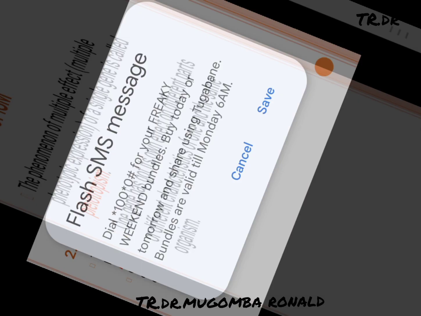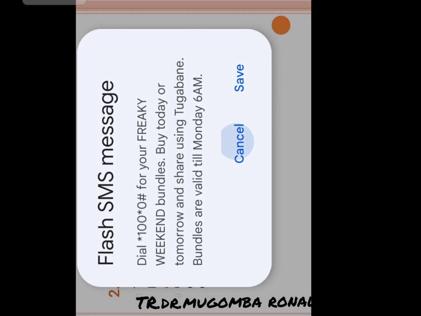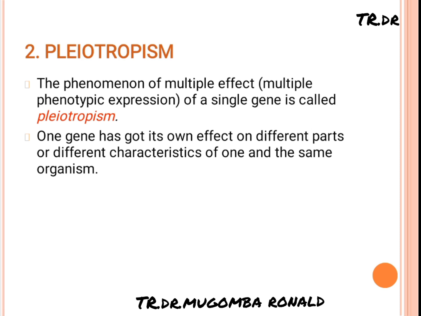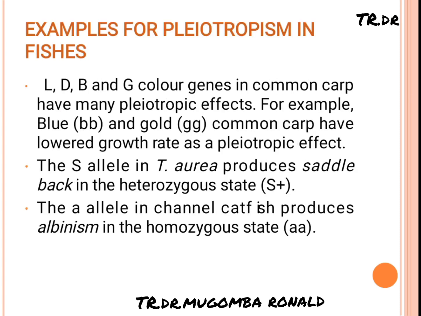When the gene for melanin is present in the eye, it will appear brown. When the melanin is present on your skin, it will appear brown. So those are the different expressions of the same gene. That is pleiotropism. You can look at the different examples I've given here.